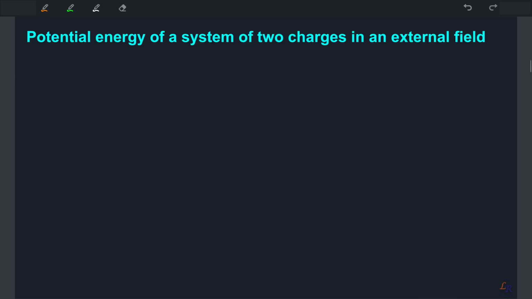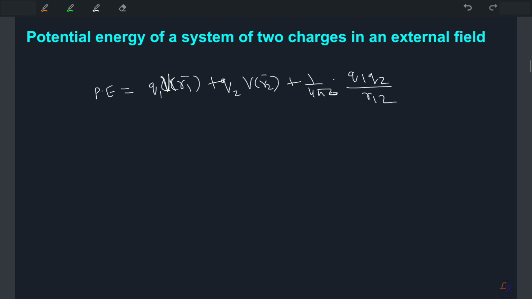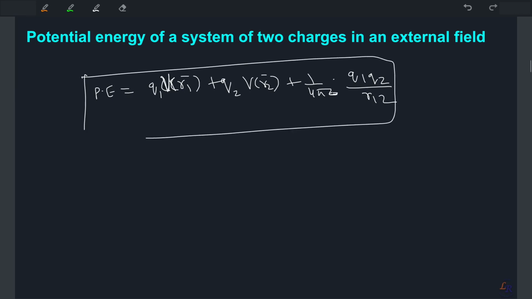So in summary, you can write that the potential energy of the two-charge system would be equal to Q1 V(R1), where V(R1) is the potential at the R1 position vector, and then Q2 V(R2), and then the sum of this due to charge Q1 at the point of Q2, right? So this is the potential energy for a system of two charges. You have an equation now.